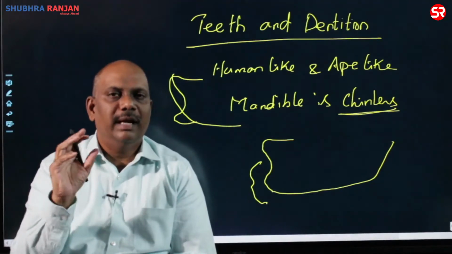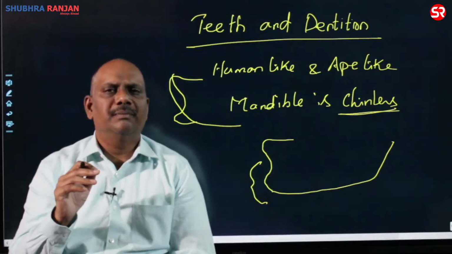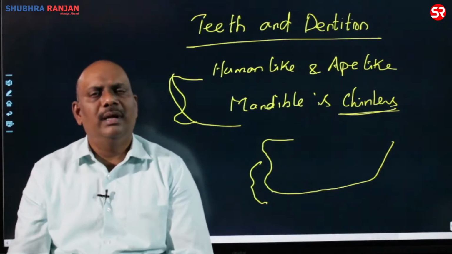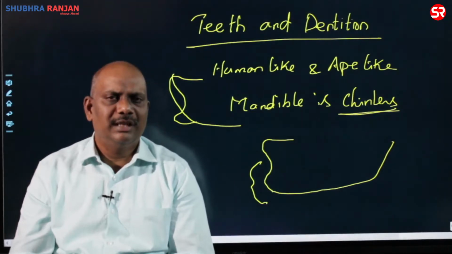But for primitive apes, the chin is absent. This is one primitive feature which is also found in Australopithecus. Correct? Chin is absent.